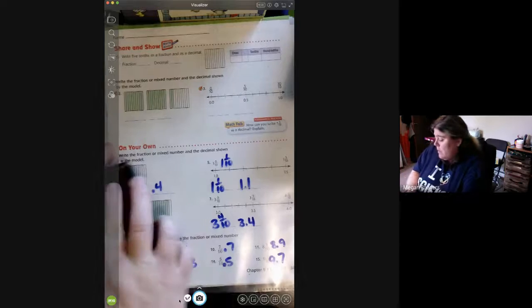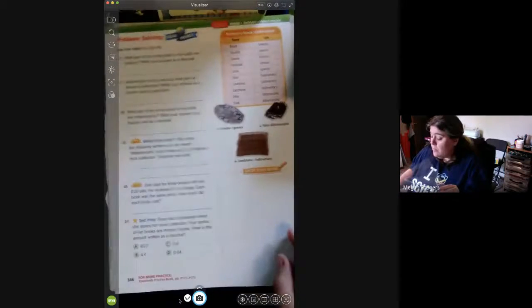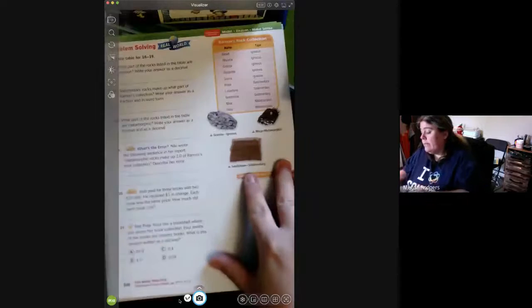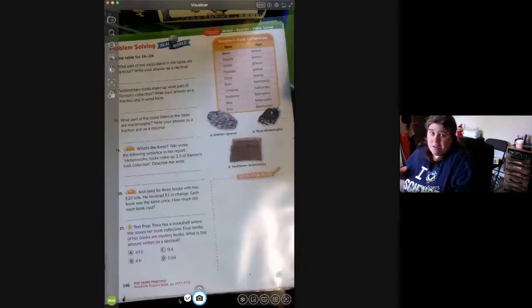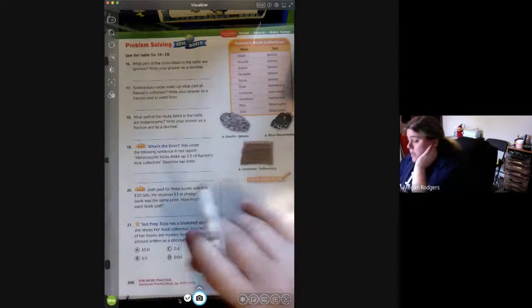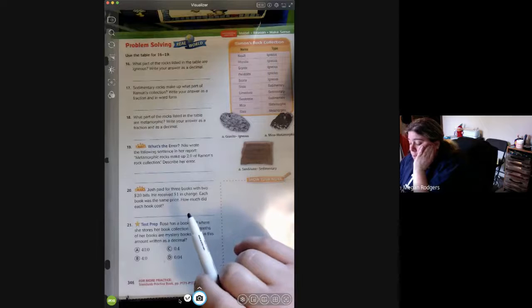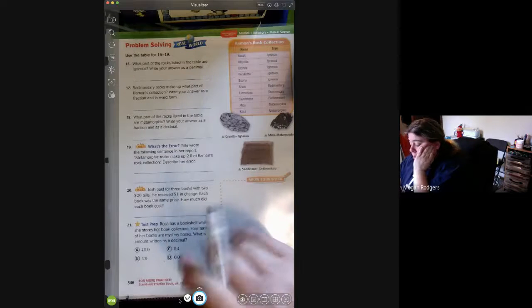We are going to go ahead and turn the page, or click down to the next page if you're looking at it digitally. All right, problem solving using fractions and decimals. All right, so it says to use the table. What part of the rocks listed in the table are igneous? Write your answer as a decimal.